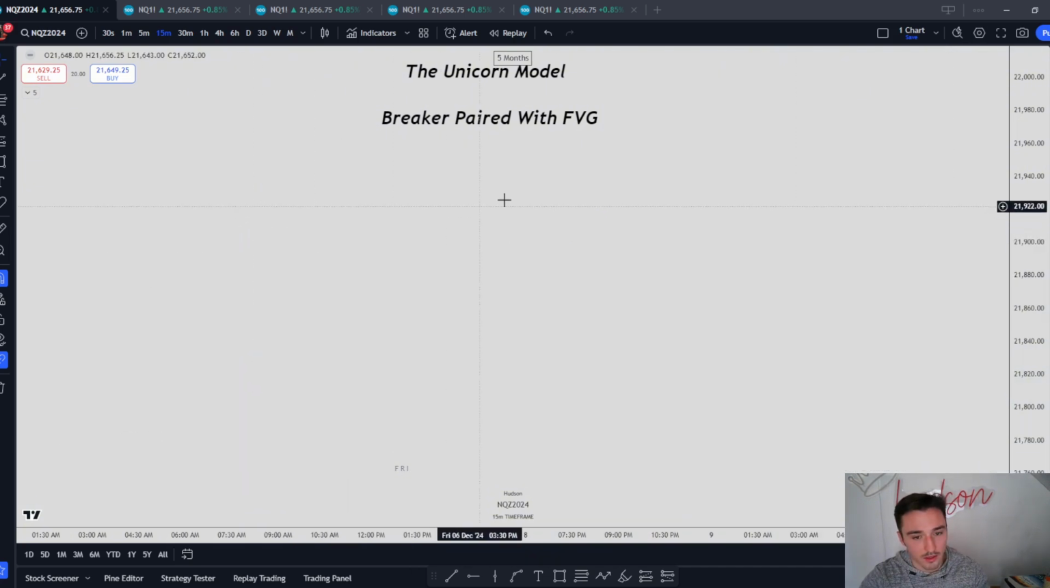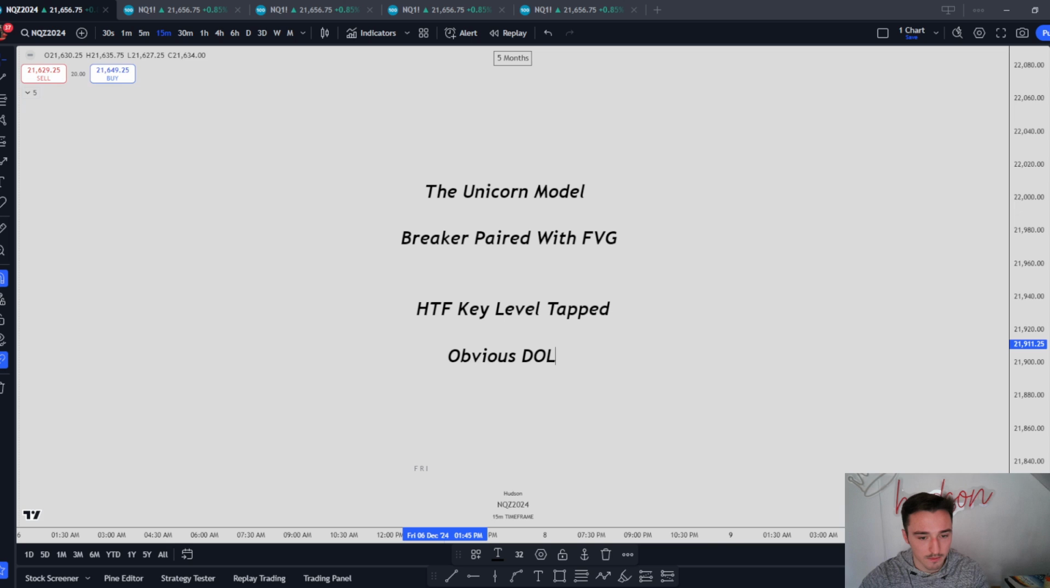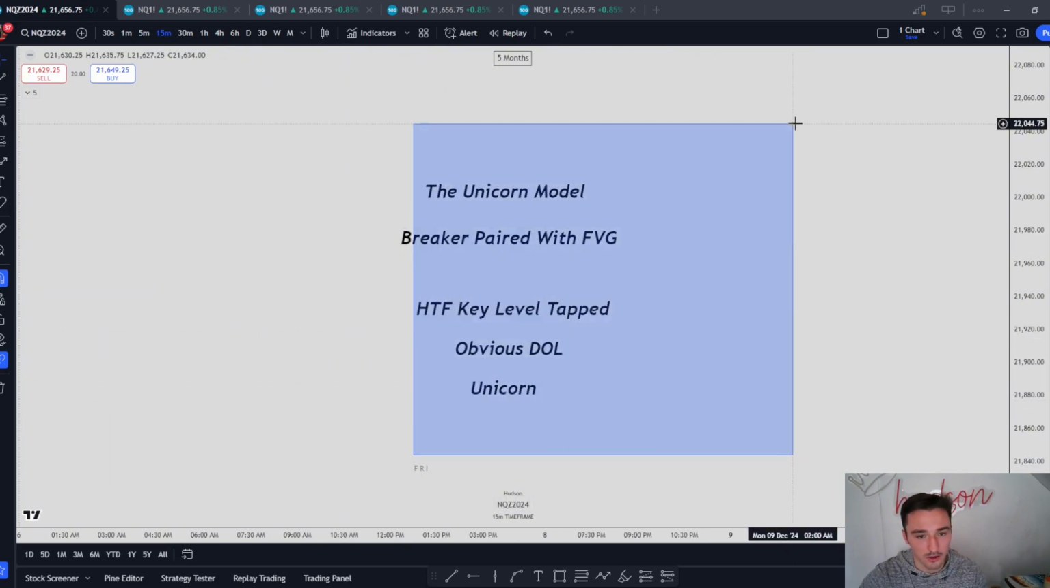So what do you want to see with this model? You want to first see a higher time frame key level tapped, and then you want to see an obvious draw on liquidity, and then your unicorn, right? So these are the three things you want to look for: key level, obvious draw, and then the unicorn. That is going to be the unicorn model, right?